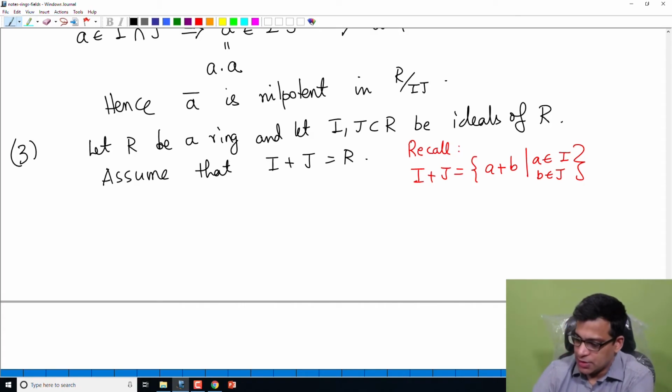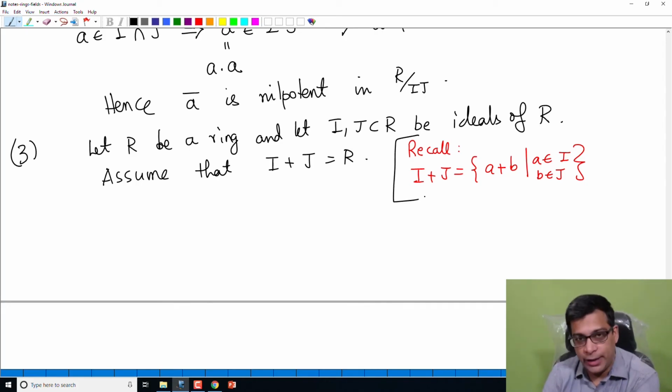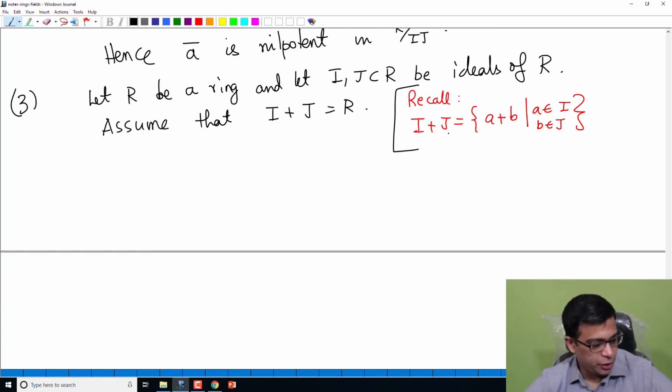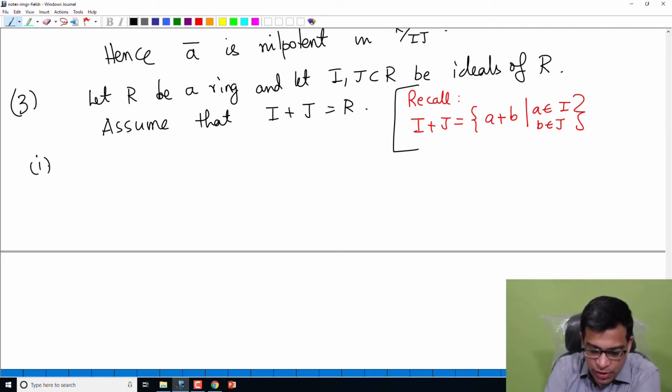So I plus J is this. Okay. So now I'm telling you that that is equal to R. That's not in general true, but in this problem I am assuming that I and J have this property that I plus J is equal to R. I need to now prove the following statement. So there are two parts to this problem. We'll first state 1 and solve it, and then we'll state 2 and then solve 2.